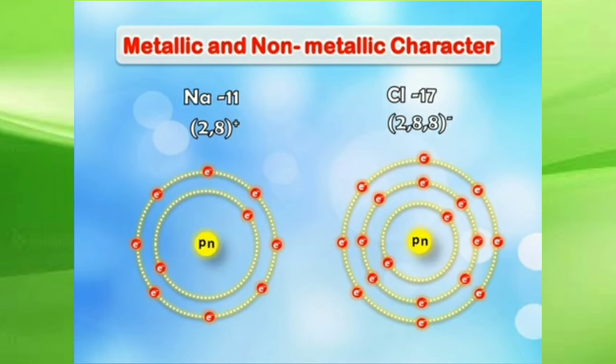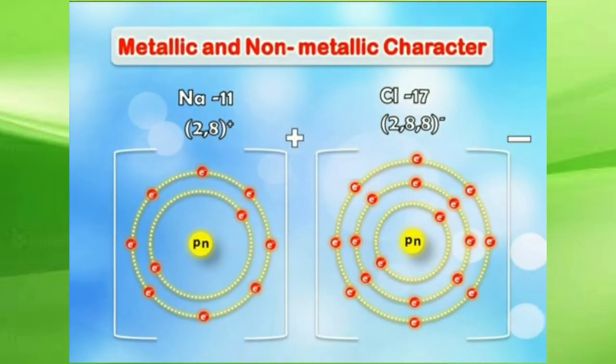So by losing one electron, sodium has gained positive charge. That means it has formed its cation, and it has a positive charge. While chlorine has gained one electron, so there is a minus sign, and it has formed the anion. Now, since they have positive and negative charge, they will attract each other, right, and they will form an ionic compound, NaCl. Understood now?